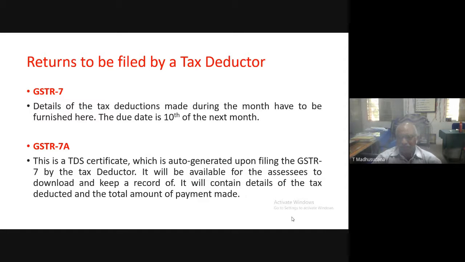It will contain details of the tax deducted and the total amount of payment made. It contains details of tax deducted, how much tax he has deducted, and the total amount paid. What is the total amount paid and what is the total tax deducted at source. These details are available under GSTR 7A.